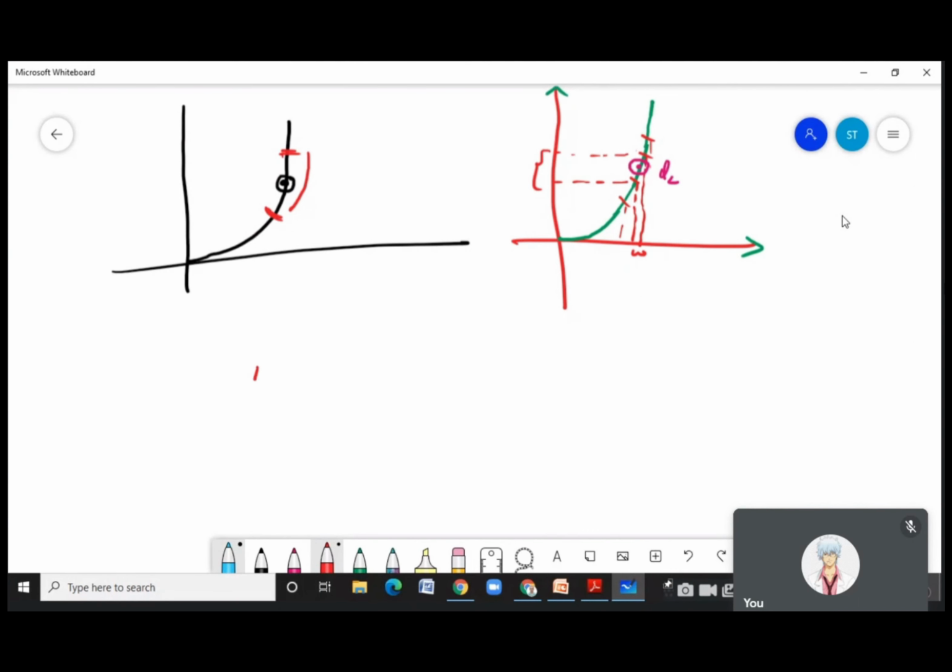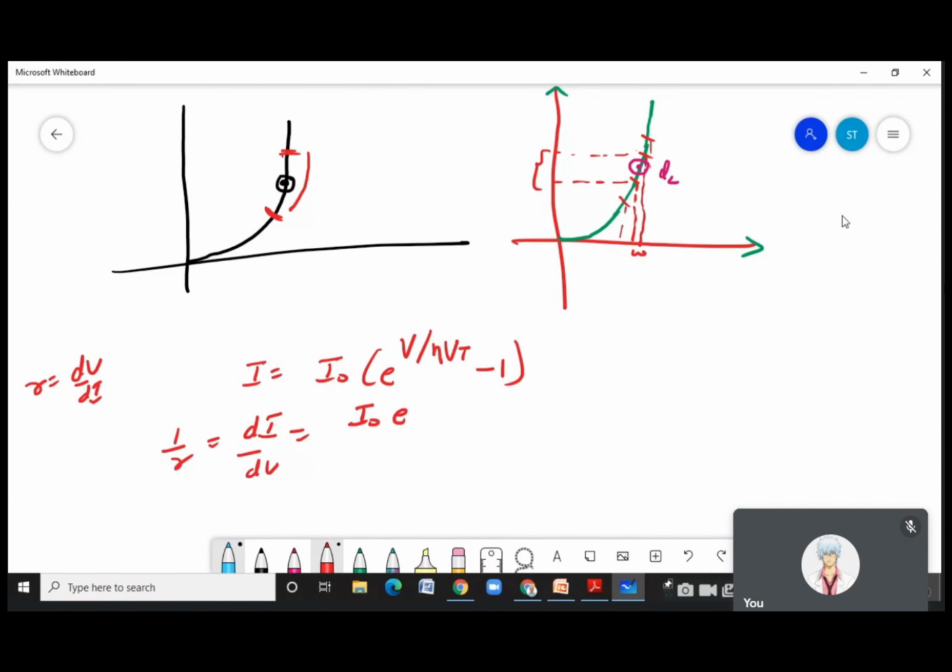आपको डायोड का करंट इक्वेशन पता है, I equal to I naught e raised to V upon ईटा VT minus 1. तो आपको R निकालना है, R is equal to dV by dI. What you do here is you differentiate it with respect to V. ये आ जाएगा dI by dV is equal to 1 upon R is equal to, क्या आएगा डिफरेंसिएशन, I naught e raised to V upon ईटा VT, फिर क्या आएगा अपॉन ईटा VT, यही आएगा.